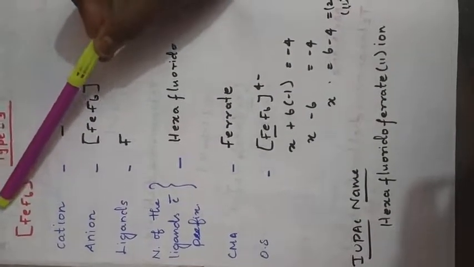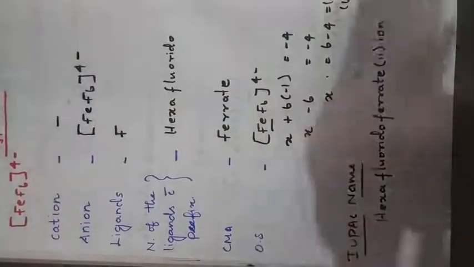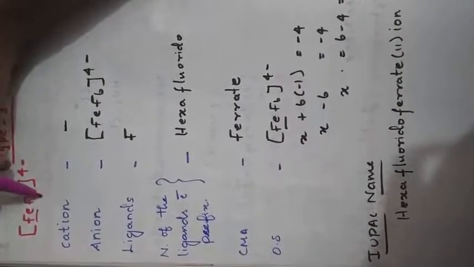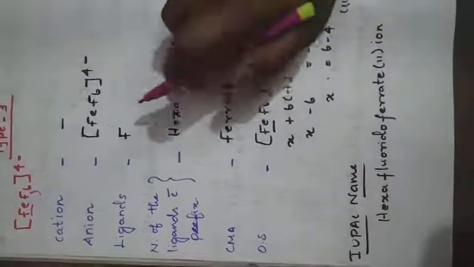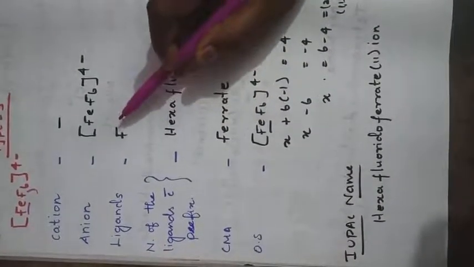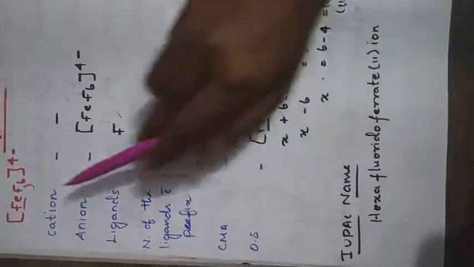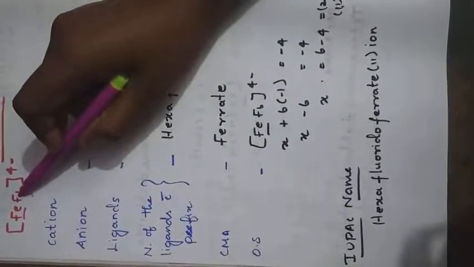Ligand, it is very easy. Whatever is attached with the central metal atom, that is called the ligand. So we have the central metal atom Fe here. So this fluoride or fluorine is attached with the central metal atom. So fluorine is the ligand in this case. And name of the ligand with the prefix. Prefix in the sense, how many ligands are attached with this? 6 ligands. 6 means we have to write hexa. Okay. Fluoride. F is the fluoride.